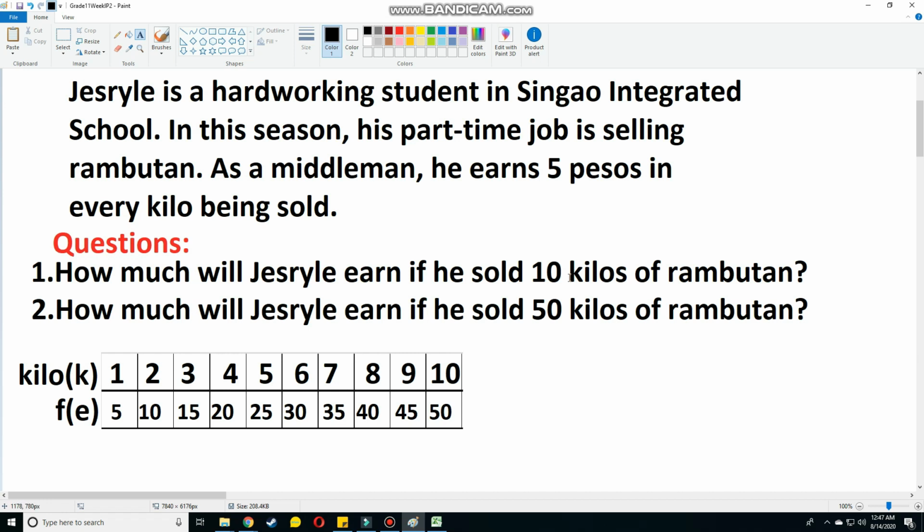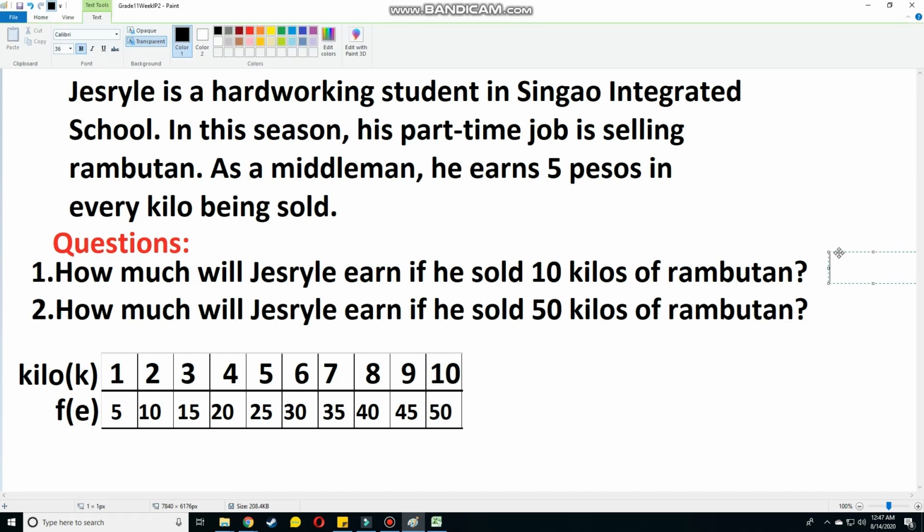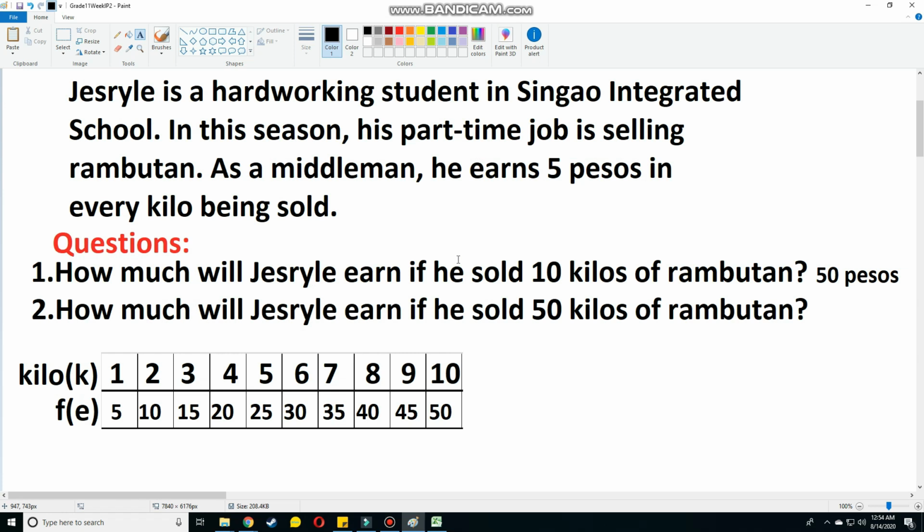How much will Jasril earn if he sold 10 kilos of rambutan? So how much would it be? It would be 50 pesos. Okay? So Jasril will earn 50 pesos if he was able to sell at least 10 kilos. So 10 kilos of rambutan is equivalent to 50 pesos as he's earning on his part-time job. Now, let's proceed to the second question.